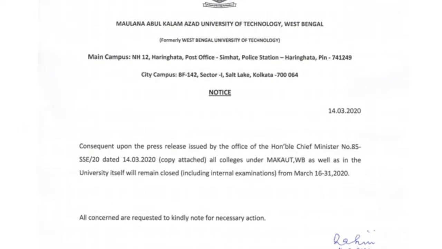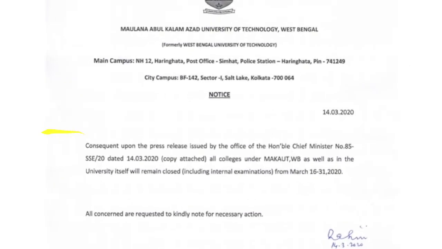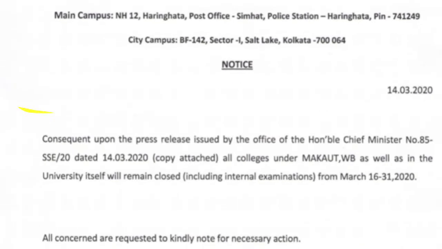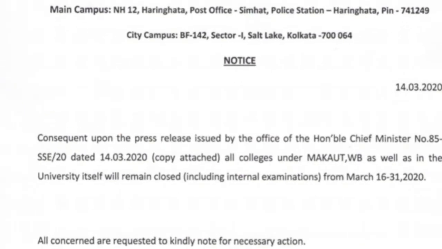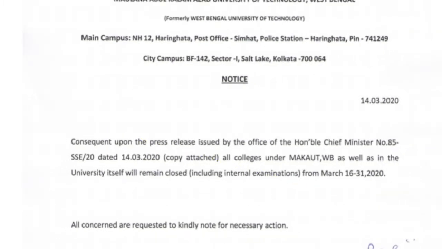Now this is the notice prior to this, when this lockdown situation arose. Maulana Abul Kalam Azad University issued a circular, consequent upon the press release of the Honorable Chief Minister, dated 14th March 2020. Then they announced another one. This one talks about till 16th March, then they extended from the 16th to 31st March 2020, with the university entirely shut down.